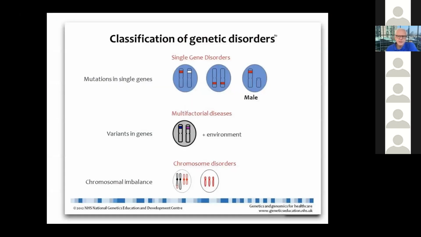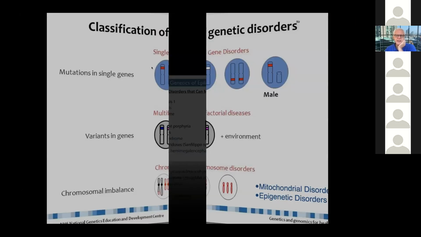Most of you remember this from your basic biology and genetics days about single gene mutations, variants in genes, and chromosomal imbalances, all of which can lead to genetic disorders. But there are also mitochondrial disorders and epigenetic disorders that I won't get into in any detail today.